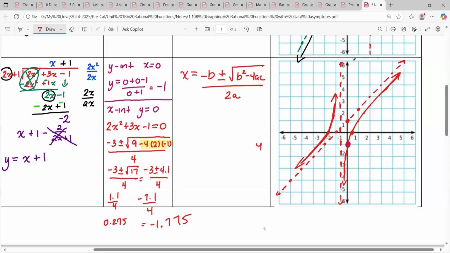What's my left end behavior? As x decreases without bound, my function is going towards negative infinity, and this one is also increasing, right?